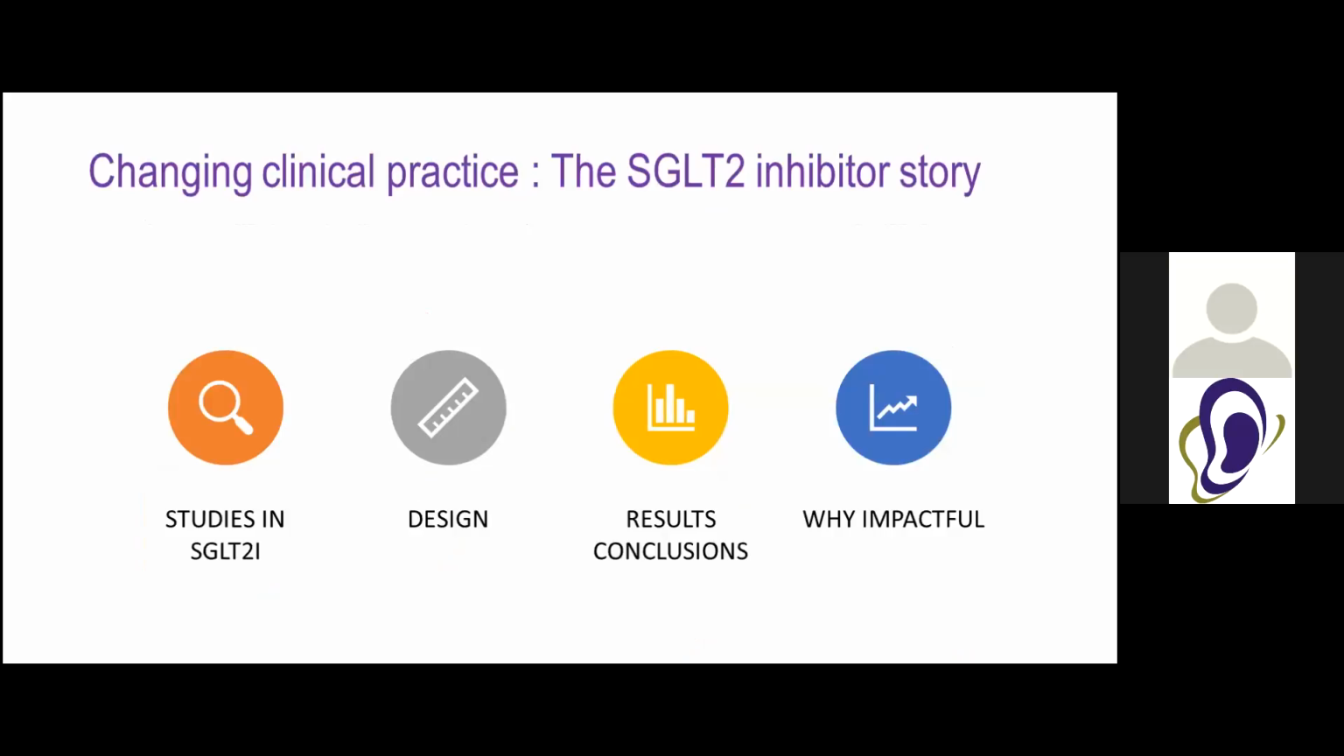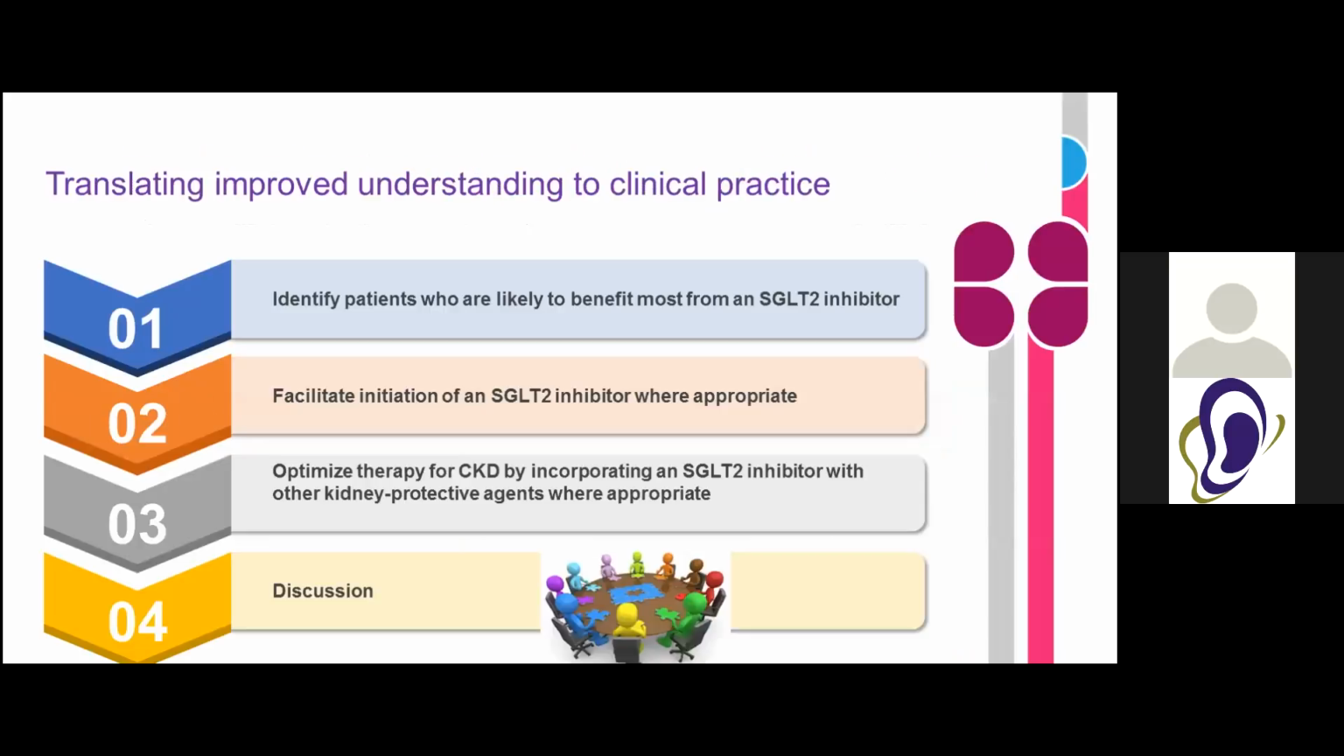So I've told you about the studies, how they were designed, what the results and conclusions are, and I think why it's impactful. And so I hope that this translates to improving understanding, so that you can translate this into clinical practice, figure out who in your practice is most likely to benefit from an SGLT2 inhibitor. Hopefully it's easier for you to start people on these medications and then optimize therapy for chronic kidney disease.